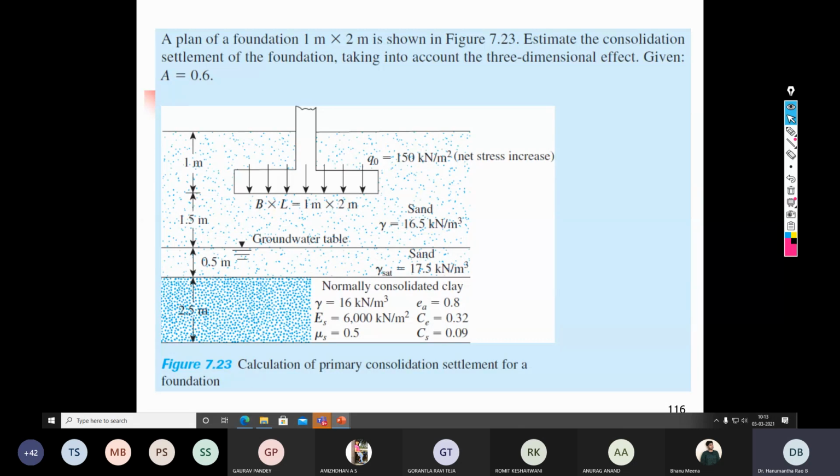And try to solve it as per the analogy that is explained in the previous sum. In the previous sum it was over consolidated clay, but in this sum it is normally consolidated clay. So here you don't need to bother about two number of layers. In sand there is no consolidation, so the consolidation can happen only in the clay layer. Therefore you can take the middle point of 2.5 meter thick as a reference point.